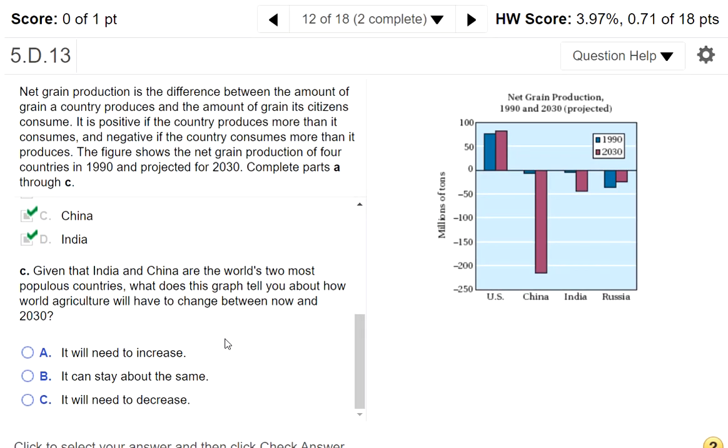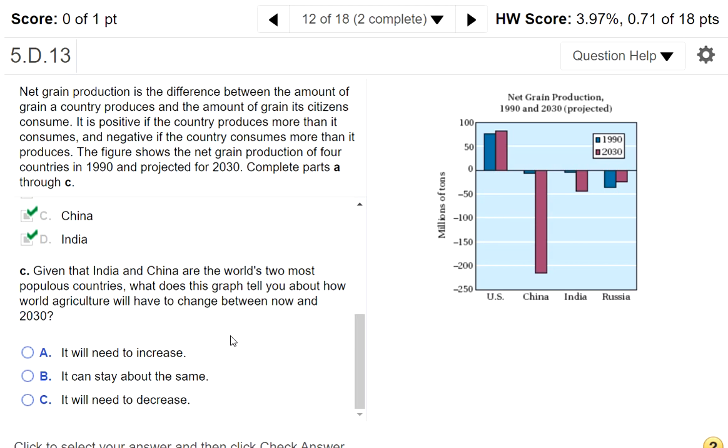Given that India and China are the world's two most populous countries, what does this graph tell you about the world, about how world agriculture will have to change between now and 2030? So since China and India are going to be requiring more and more tons of grain in the future, then we should expect to need to produce more grain in order to meet their growing demands.